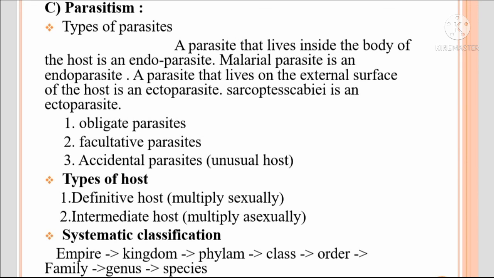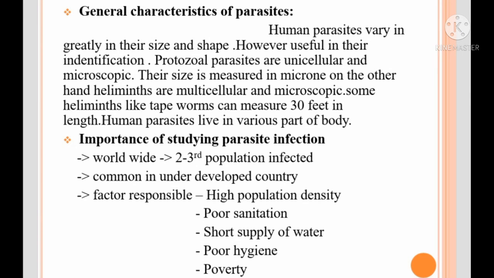Parasitism. Types of parasite. A parasite that lives inside the body of the host is called an endoparasite. Malarial parasite is an endoparasite. A parasite that lives on the external surface of the host is called an ectoparasite. Sarcoptes is an ectoparasite. Other types are obligate parasites, facultative parasites, and accidental parasites. Types of host: definitive host, where the parasite multiplies sexually, and intermediate host, where it multiplies asexually.